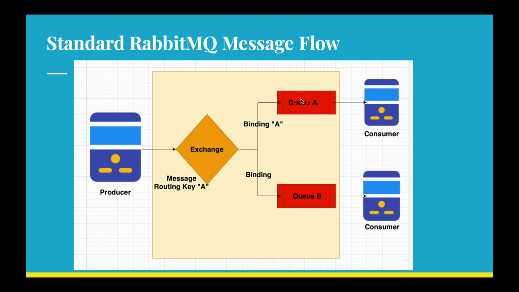And finally, we have a queue. A queue is a buffer that stores the messages. And we have a consumer. A consumer is a user application that receives the messages. This is how the standard RabbitMQ message flow looks, guys.